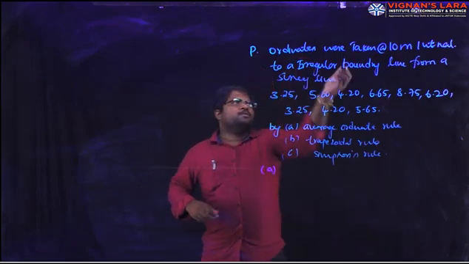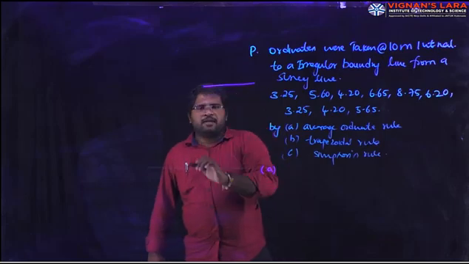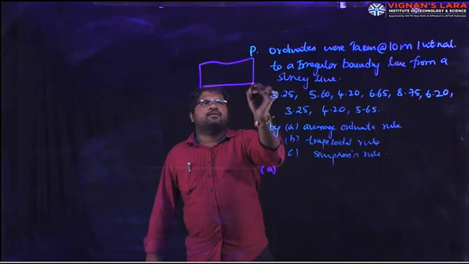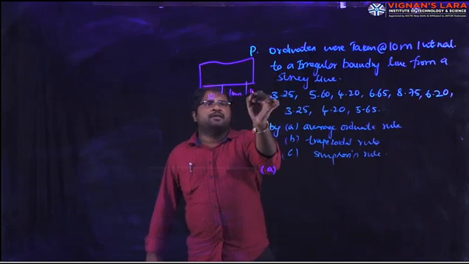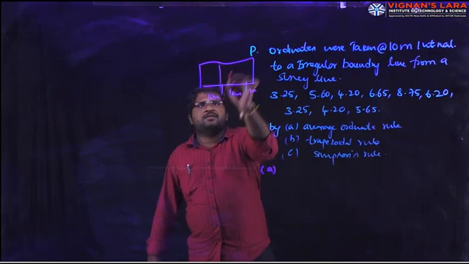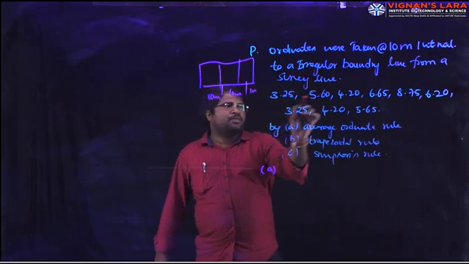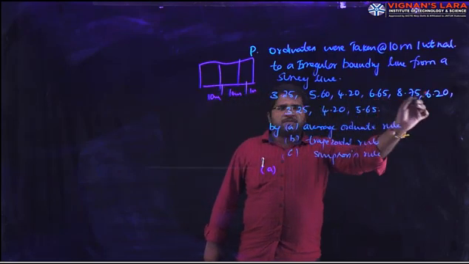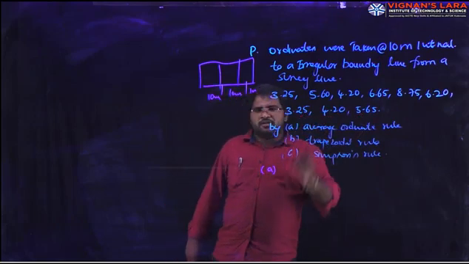So the problem is going like this. From a survey line to an irregular boundary, we took offsets every 10 meters. The offset values are: 3.25, 5.60, 4.20, 6.65, 8.75, 6.20, 3.25, 4.20, and 5.65.